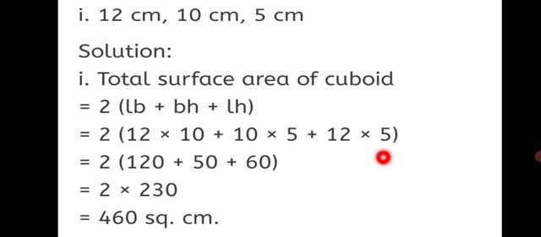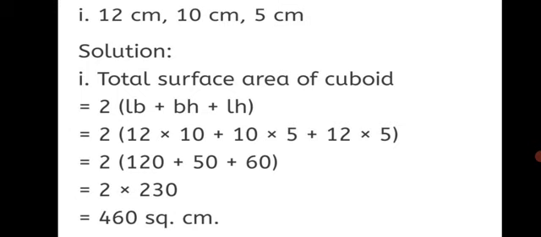So this way we have done the second step. Third step is to multiply each of this. 12 into 10 120 plus sign remains. 10 into 5 50 plus sign and then 12 into 5 60 inside the bracket. Once you add them all, you will get 230. Now you can open the bracket. 2 into 230 is 460. Your final answer is 460 square centimeter. Since the unit is centimeter here, answer will also be written in square centimeter.